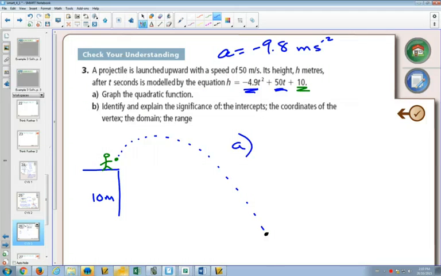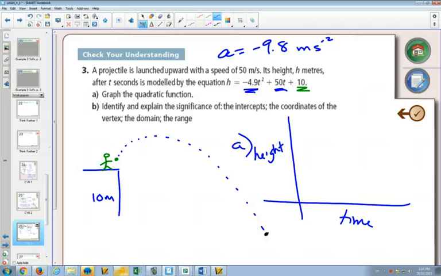So part A, we're going to graph some of this. First of all, if this part is our height and this part is time, as far as making a table of values go, we can start by putting in 0 for time. And just like the picture shows, when you plug in 0 for time, you start at an initial height of 10 meters.